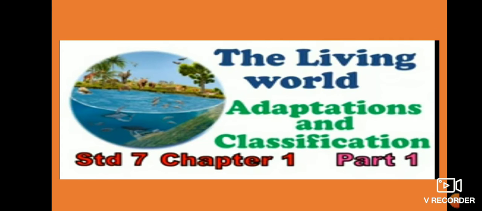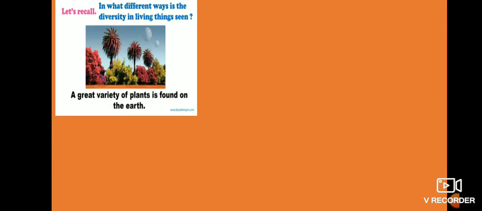Good morning, students. Today we are going to learn about the first chapter for standard 7th, that is, The Living World: Adaptation and Classification. Part 1. In this chapter, let us first recall in what different ways diversity is seen in living things.